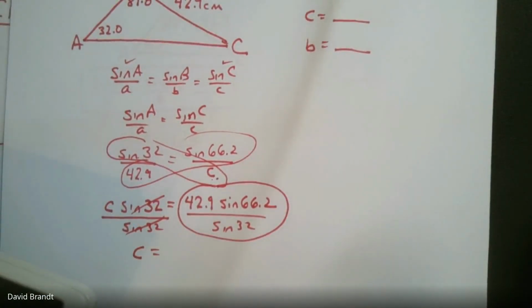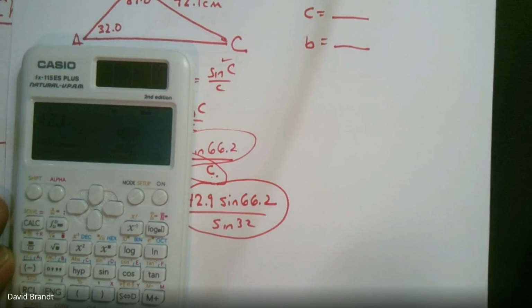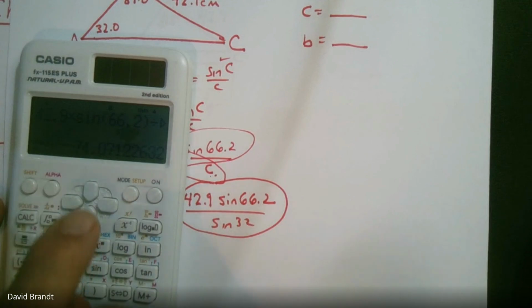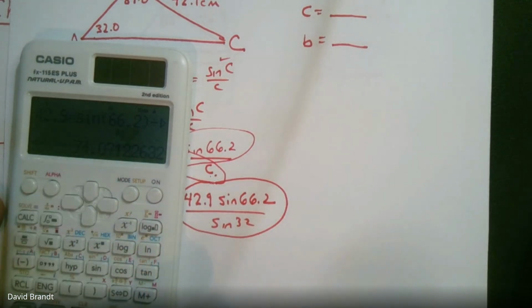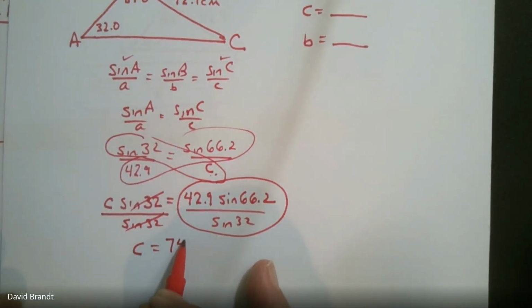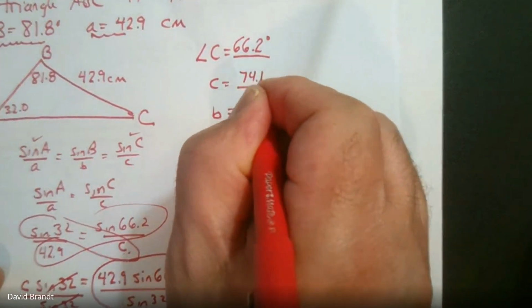Make sure your calculator's in degrees. Mine is. So I'm going to type 42.9 times sine of 66.2, close the parentheses, divided by sine 32, close the parentheses, equals. So my side C, if I round to the nearest tenth, is going to be 74.1. So C is equal to 74.1, and that's centimeters. I'm going to write that right here.